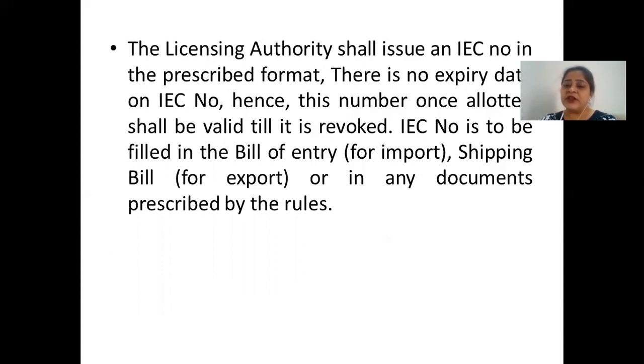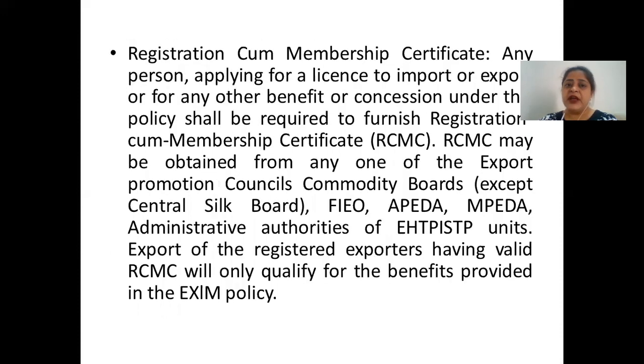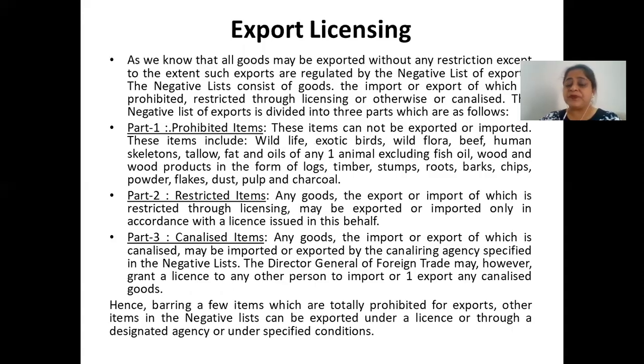Once all the rules, documents and other required formalities are fulfilled, the IEC registration comes, and a membership certificate is issued. This certificate will carry the details of the business, the exporter importer profile and the registration number also.